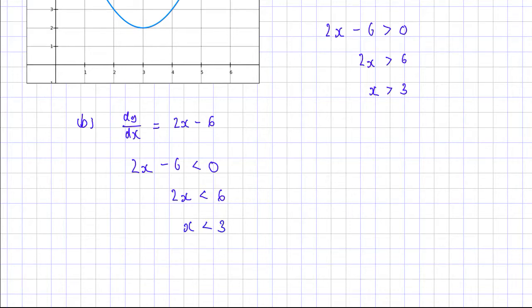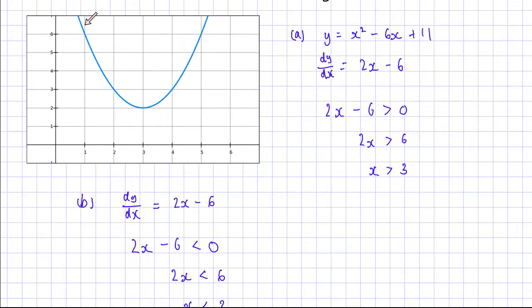So when I have x values that are less than 3, the gradient is negative. So I can go anywhere here where x is less than 3. I will always find myself in a position where the gradient is negative and the function is decreasing here.